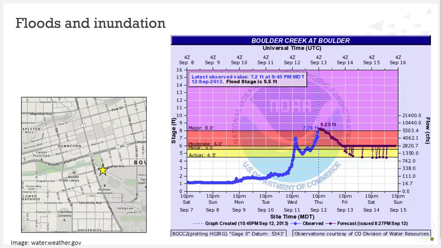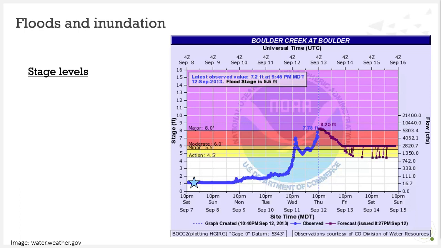We're looking at the river level and discharge from September 7th to 12th of 2013. This is the blue line. Beyond the September 12th point that this was recorded, the purple line is a forecast for potentially what would happen next over the next day, and it's based on modeling.